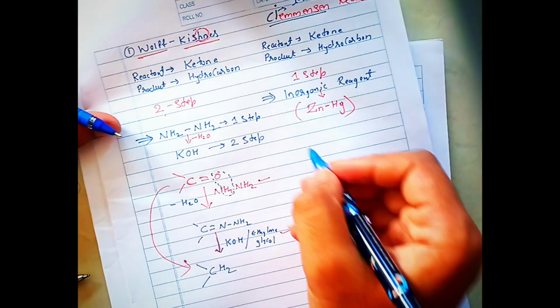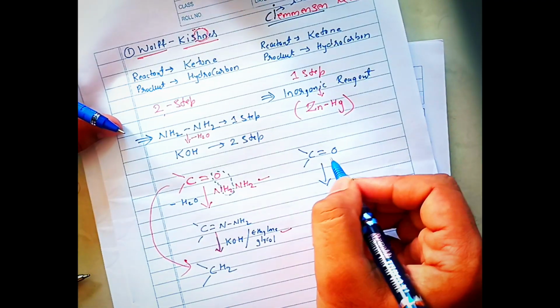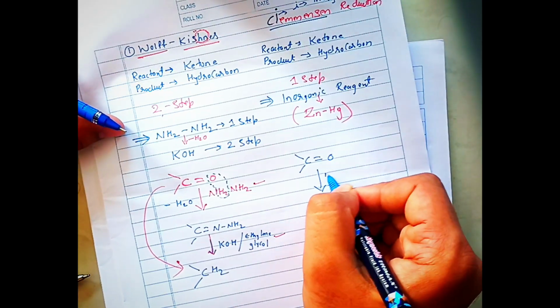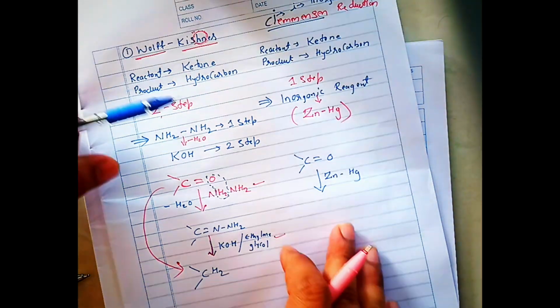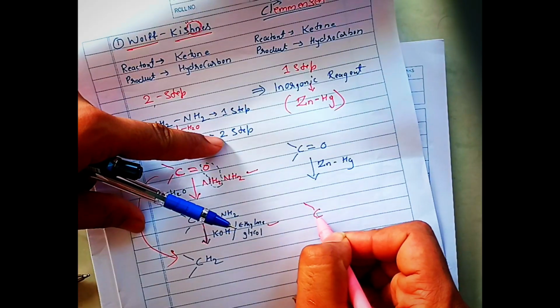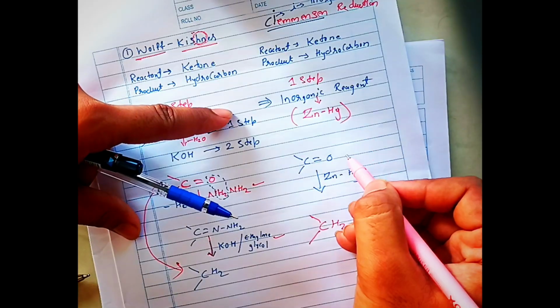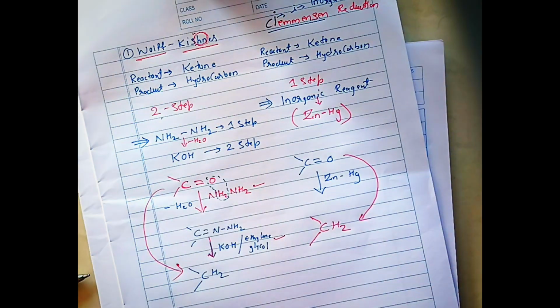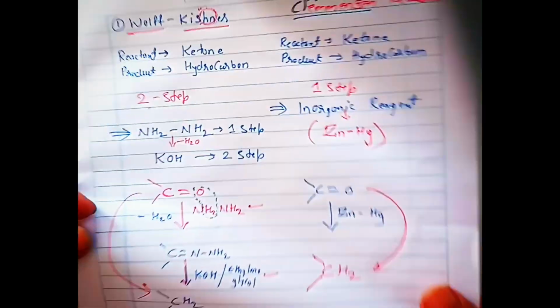For the Clemmensen reduction we will take the same ketone, but here we will take zinc amalgam. Then we will get the direct product in a single step. Okay, these are the differences between Wolff-Kishner and Clemmensen reduction. So you can learn both simultaneously, so it will be very easy to remember.